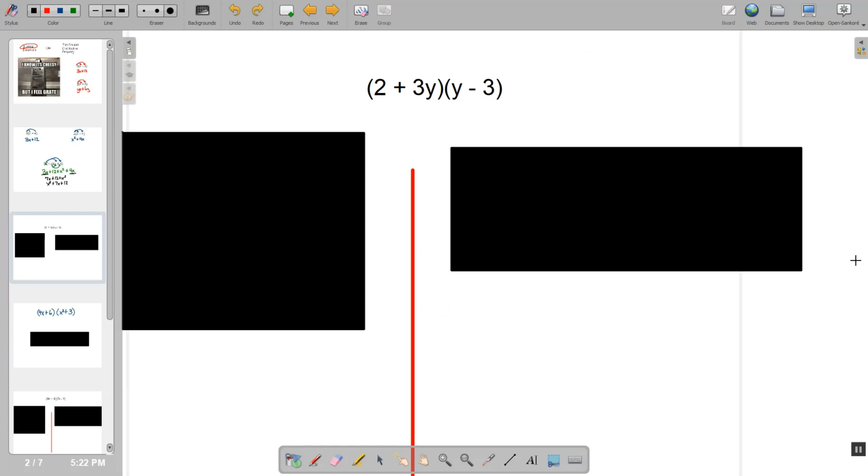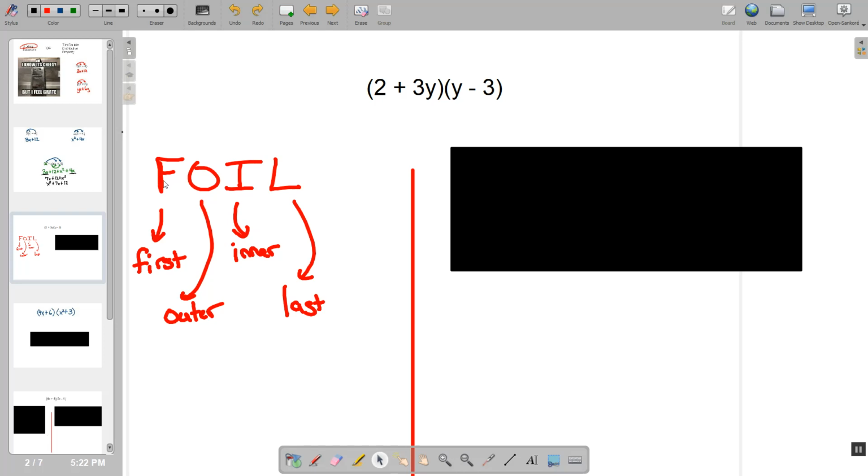So that brings us to the question of what is foiling exactly? So for the problem here at the top, parentheses 2 plus 3y, close the parentheses, and y minus 3 in the second parentheses, if I was doing foiling, what that actually means is it's an acronym that stands for first, outer, inner, last. So for this problem, the F would stand for the first term of both parentheses, 2 times y, which is 2y.